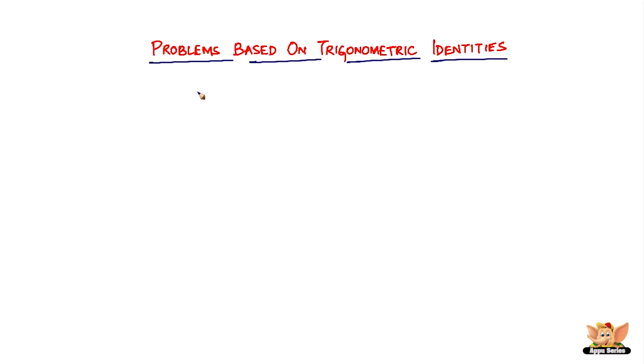In this video, let us continue to solve problems based on trigonometric identities. So we've got a problem which here reads, prove that (1 + cot θ − cosec θ)(1 + tan θ + sec θ) equals 2. This is what we have to prove.